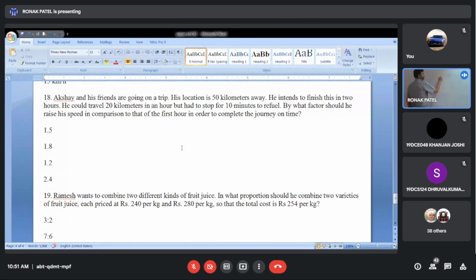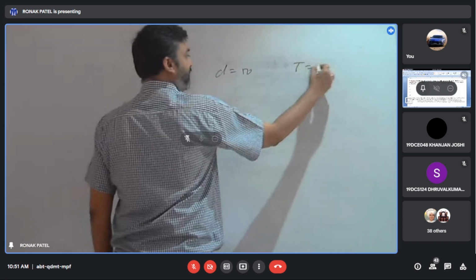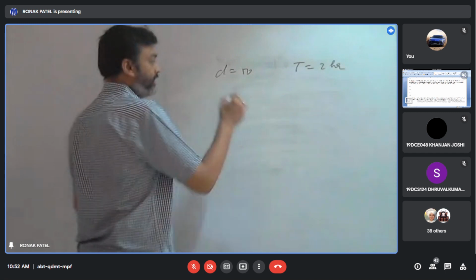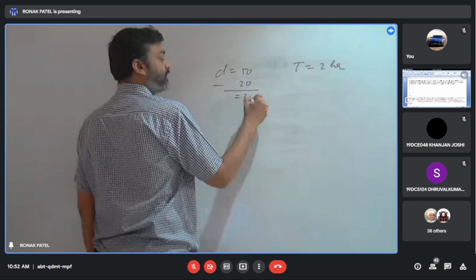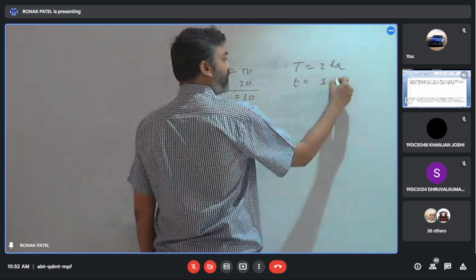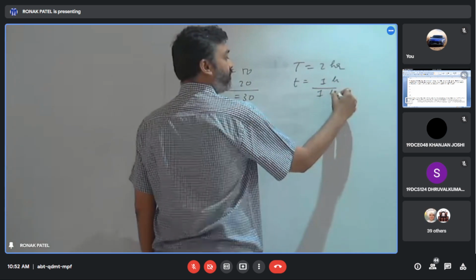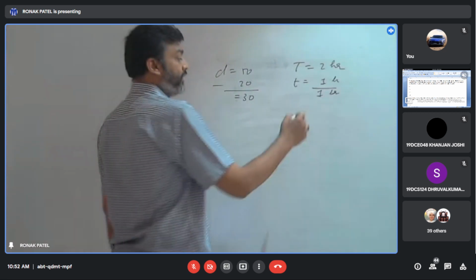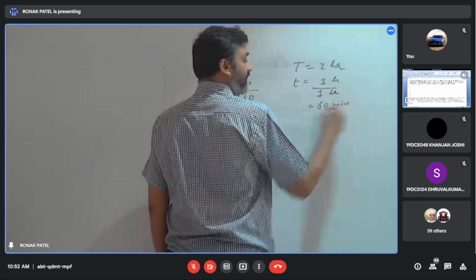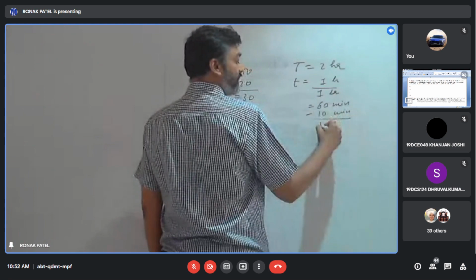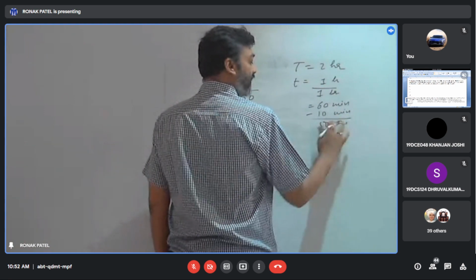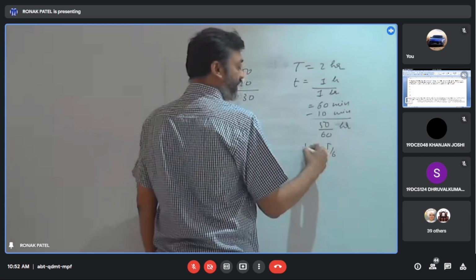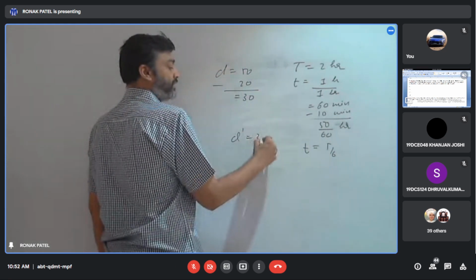Distance is 50 kilometers and the time he decided was 2 hours. He could travel 20 kilometers in 1 hour. That means the remaining distance is now 30 kilometers and 1 hour remains. But he had to stop for 10 minutes to refuel. That means from 60 minutes, he has to stop for 10 minutes, the remaining is 50 minutes, which I divide by 60 to get hours. So now 50 by 60, or I can say 5 by 6 hour is left, and the distance left is 30.